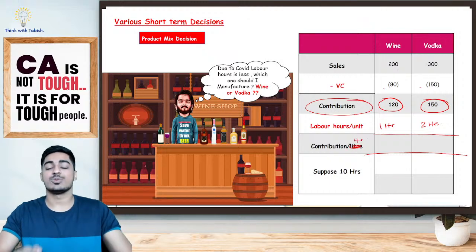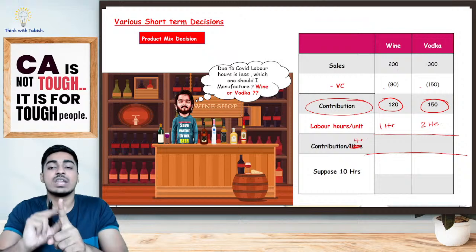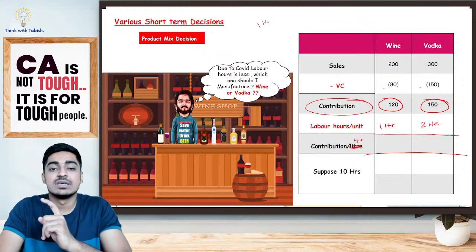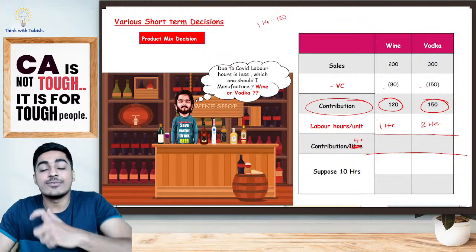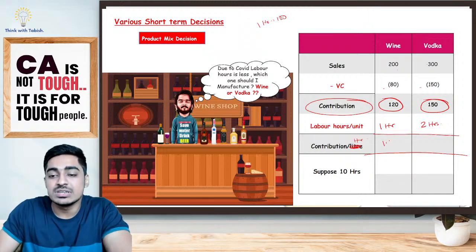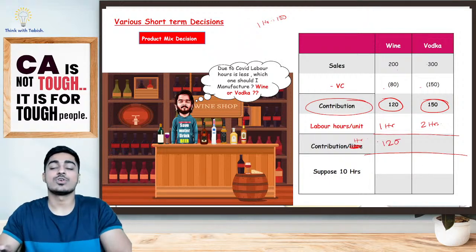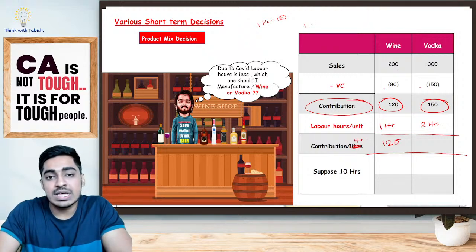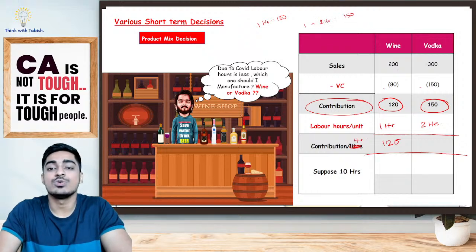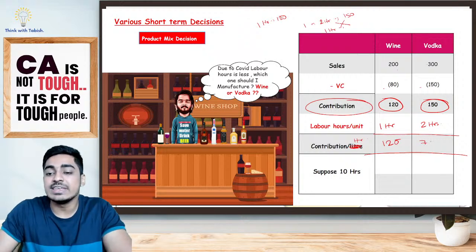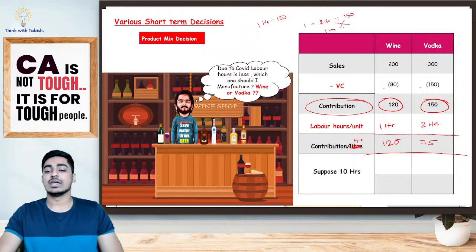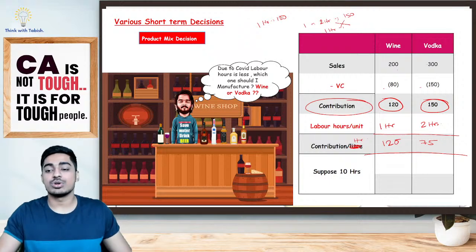To manufacture wine, our employee has to work for 1 hour. If he works for 1 hour, we'll be getting 120 rupees. So for 1 hour of work, the contribution is 120 rupees. For vodka, look at this. By selling one vodka, we'll be getting 150 rupees, no doubt. But to manufacture one vodka, our employee has to work for 2 hours. That is, if my employee works for 1 hour, he is effectively getting 75 rupees. Now, which is higher, students? Wine or vodka? What will be the decision? Wine we will choose.